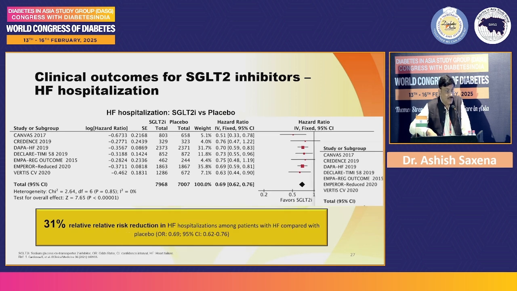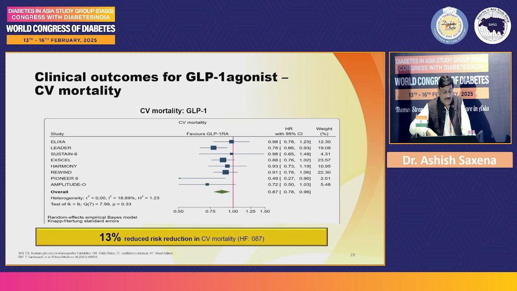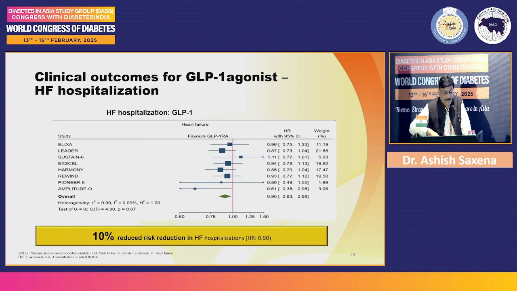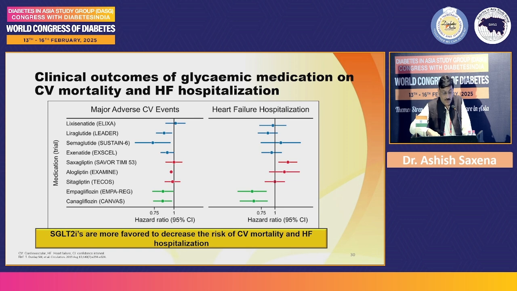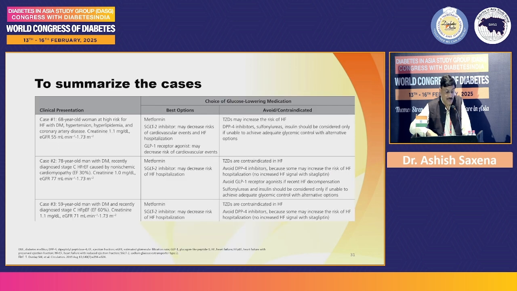With SGLT2, a 31% reduction in hospitalization has been seen, and cardiovascular mortality shows a 13% risk reduction with GLP-1 agonists, as seen in the LEADER and HARMONY trials. Similarly, there is a 10% risk reduction, but more is seen with patients who are on either dapagliflozin or empagliflozin. When we look at the clinical outcomes of glycemic medication, we see that SGLT2 inhibitors are more favored to decrease the risk of cardiovascular mortality and heart failure hospitalization in our diabetic cardiac patients.